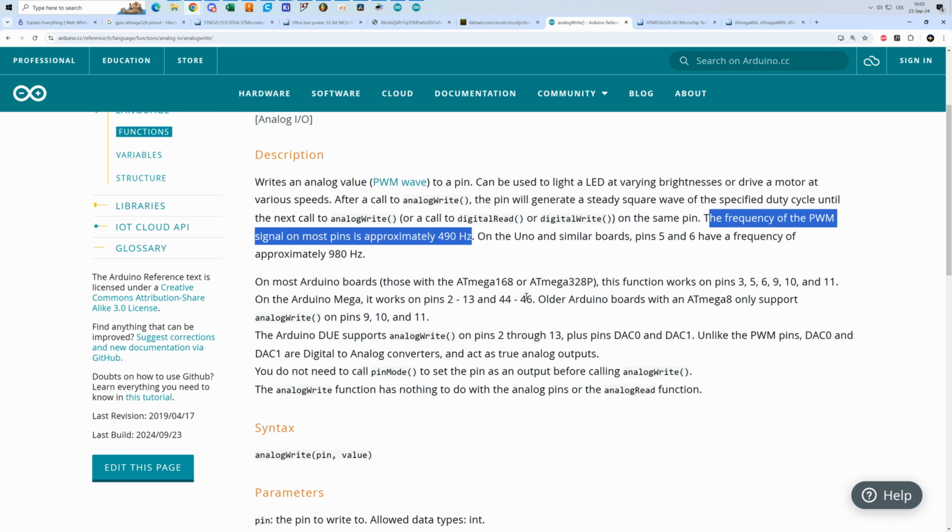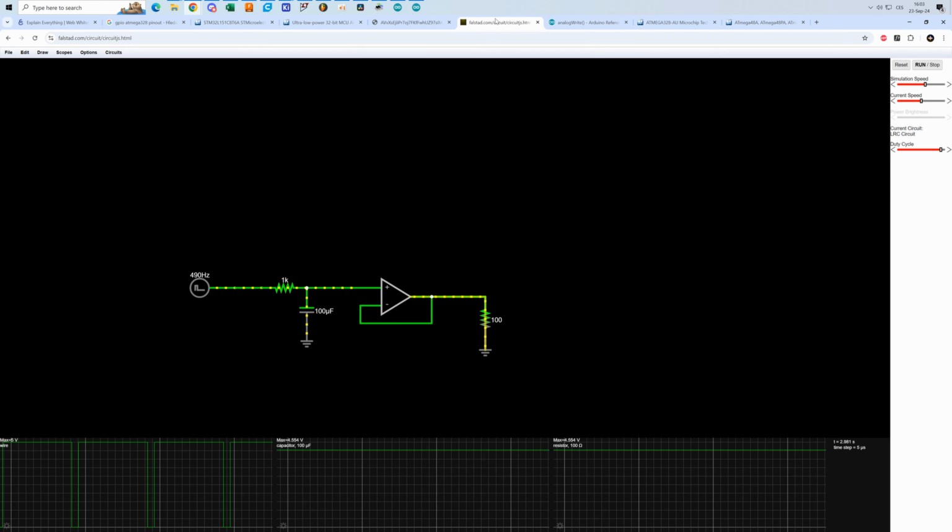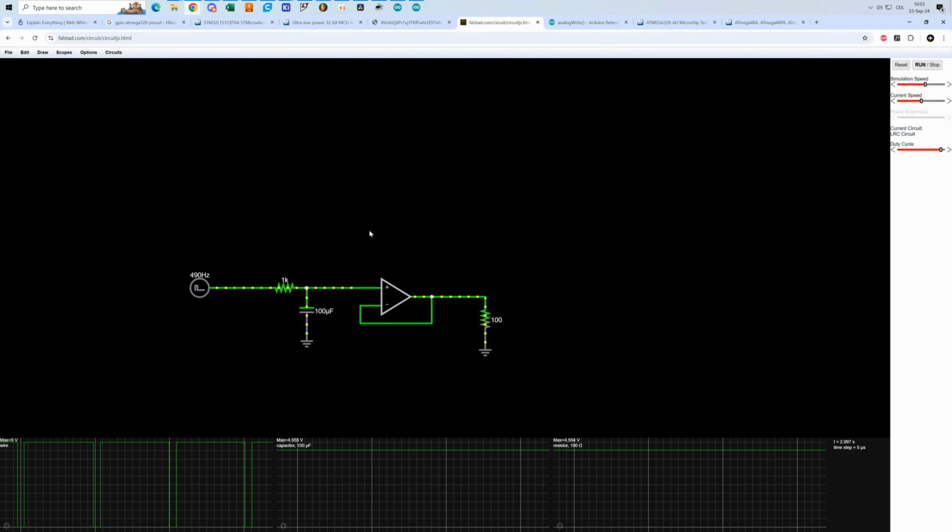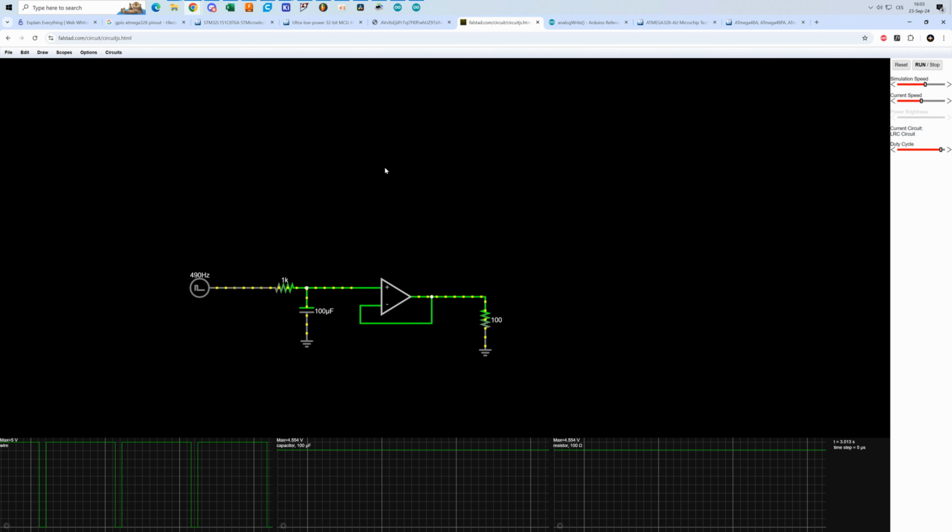So if you want to create some very fast changing signals, well, that's not going to be possible, of course, especially because of this high capacitor over here if you're going to build a circuit like this. Now, so this is a problem.